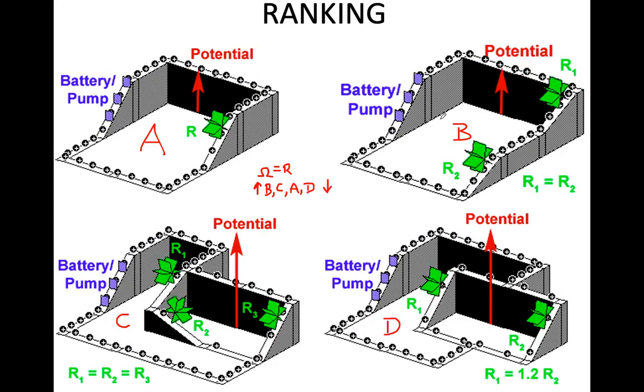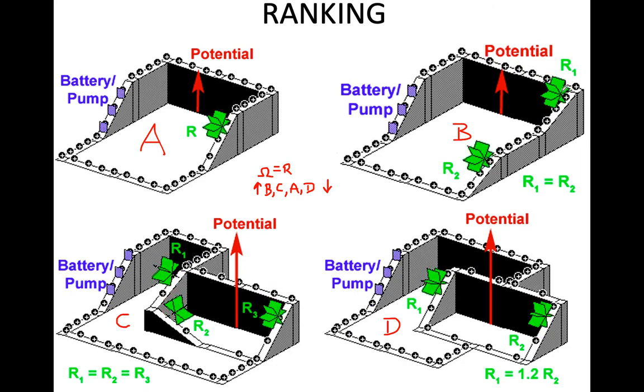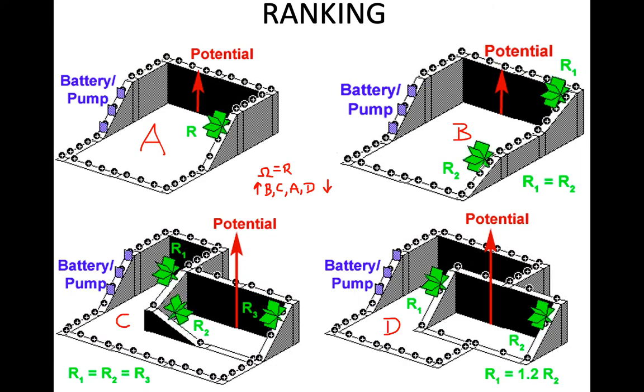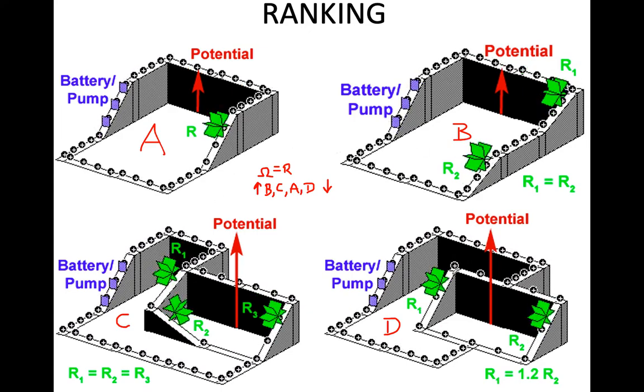Well, look, B has to go through two resistors. Have to. That's why it's the most. None of these other ones, you have to go through two resistors.